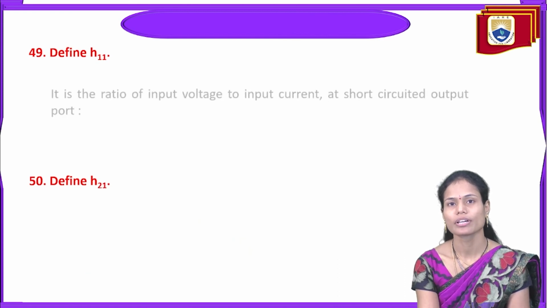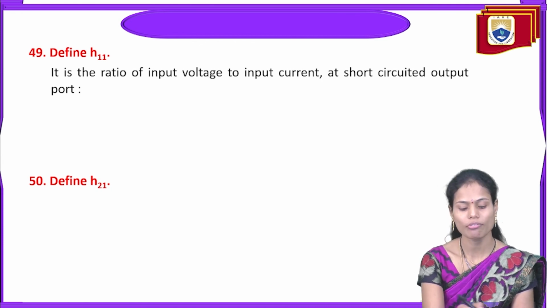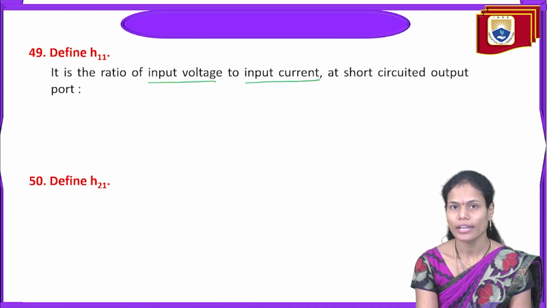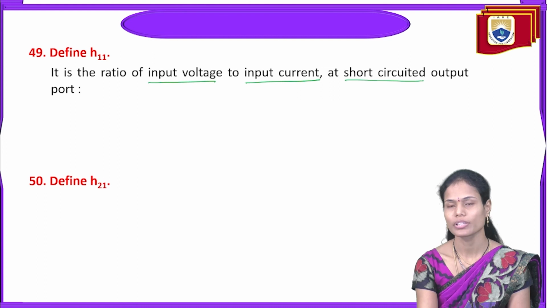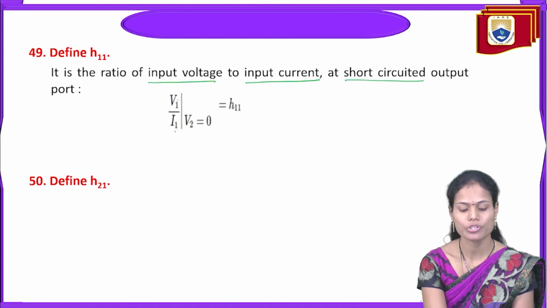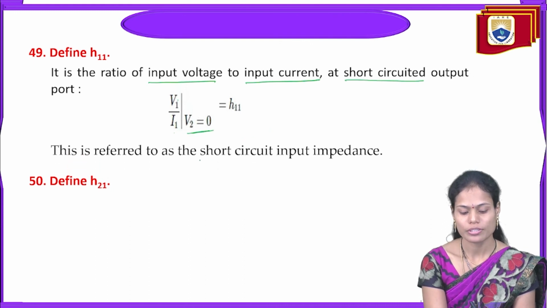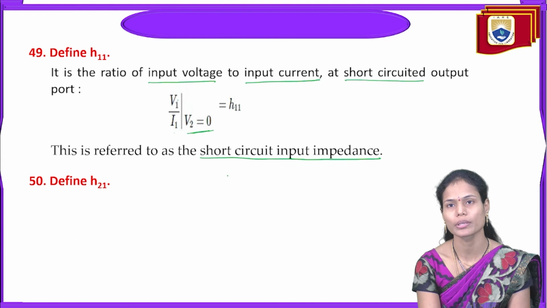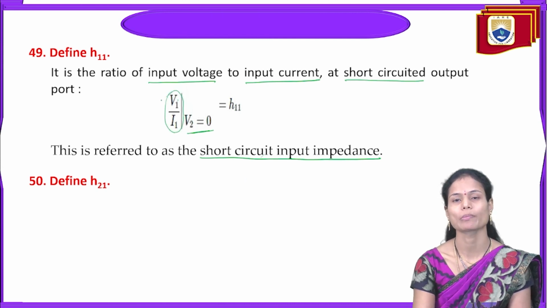Define H11 here. H11 is nothing but the input impedance. It is the ratio of input voltage to input current in the two-port network. While calculating this, the output must be short-circuited. So we can write it as the ratio of V1 to I1 whenever the output voltage V2 is 0. It is known as the short circuit input impedance. H11 is nothing but the short circuit input impedance. Why we call it short circuit: the output terminals are short circuited here, and the input impedance is indicated by these two parameters.